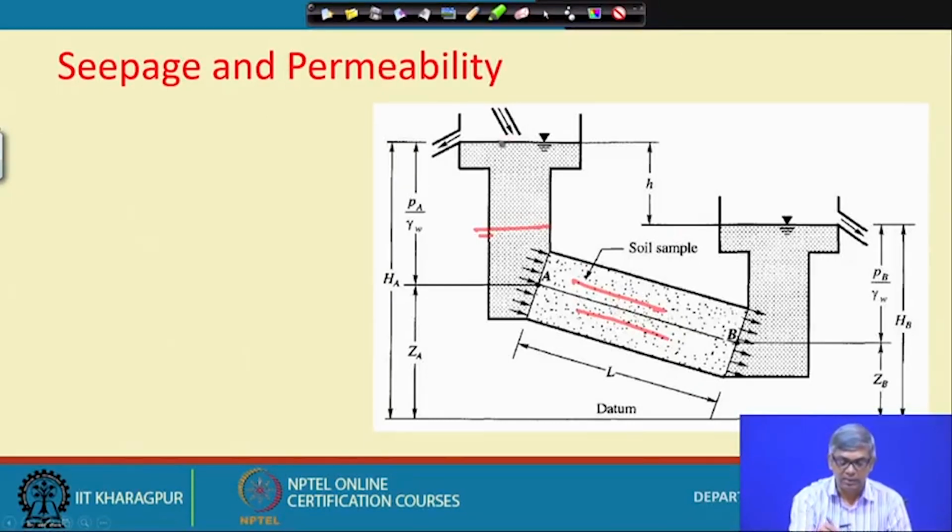So, this part is called the datum head, because it is measured to the midpoint, and this is the pressure head. These two together are the total head here and the total head there. The difference of these two is shown as H. This H is the head difference, and the length over which the water travels is L. So, the hydraulic gradient will be H divided by L.